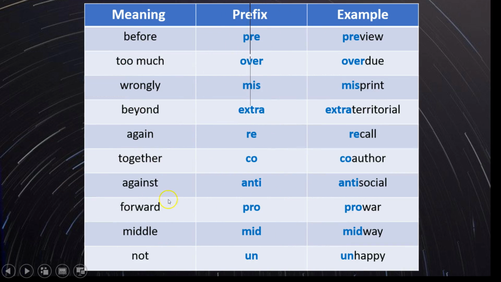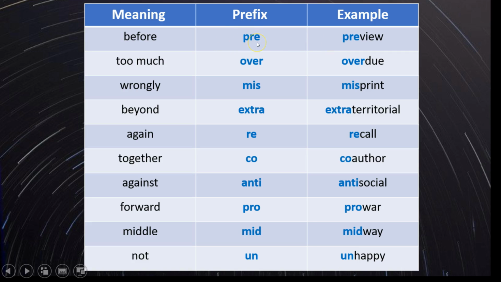So let's look at this table that we have here in front of us. The middle column shows our prefixes. We have 10 different prefixes here we use in the English language. On our left, we have the meaning of each prefix that is shown in this middle column. And on our right, we have an example of each.